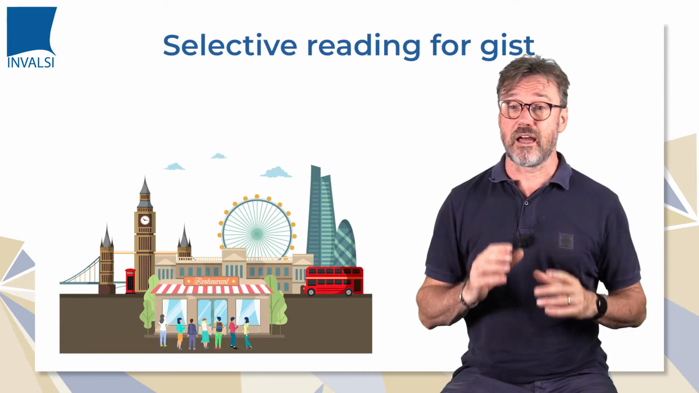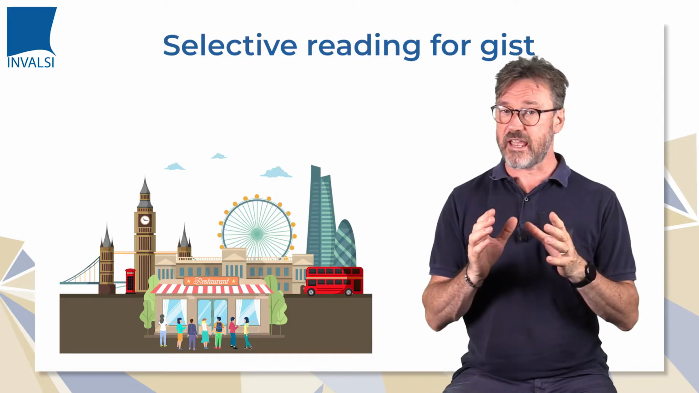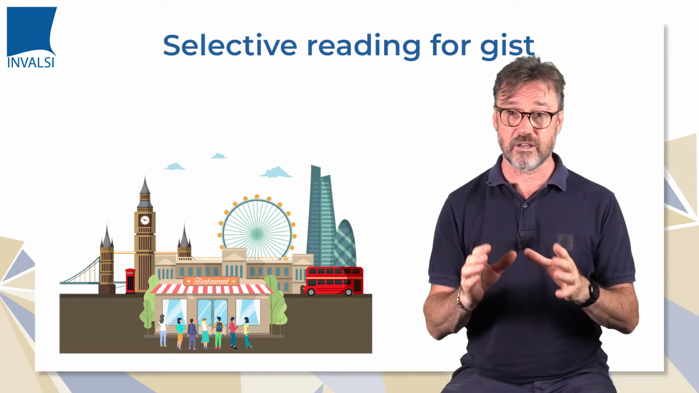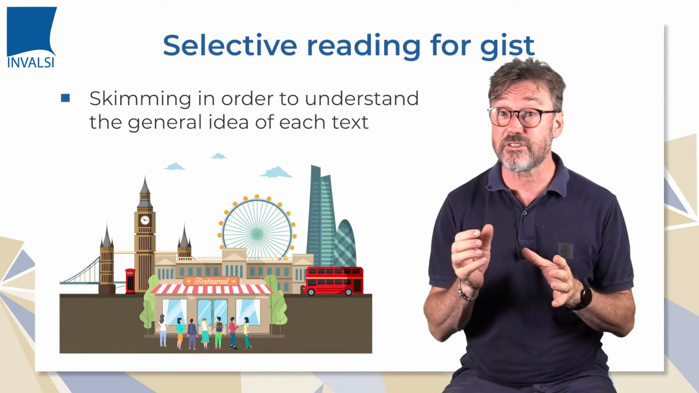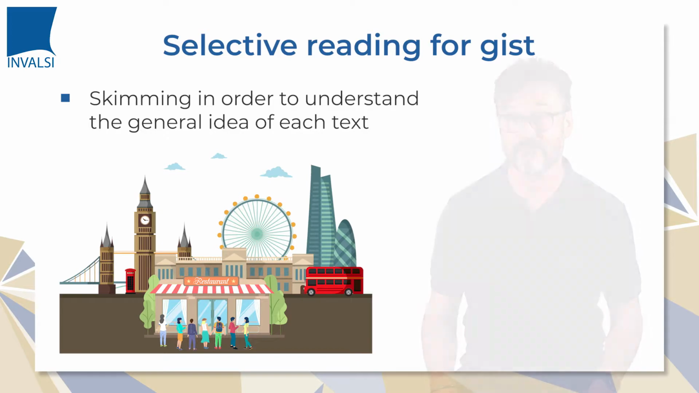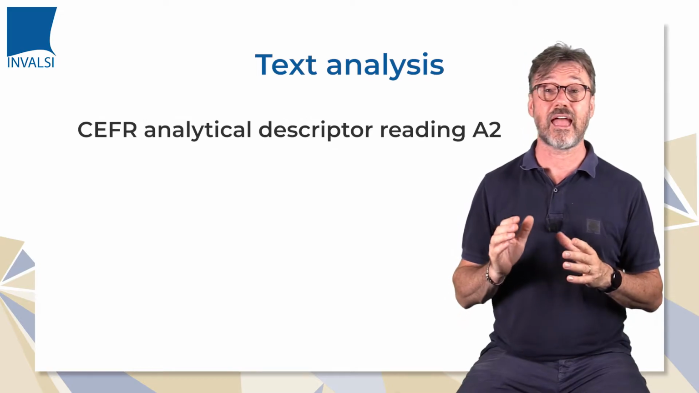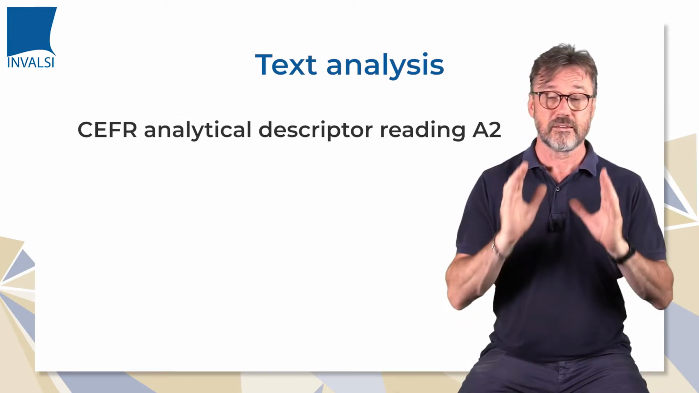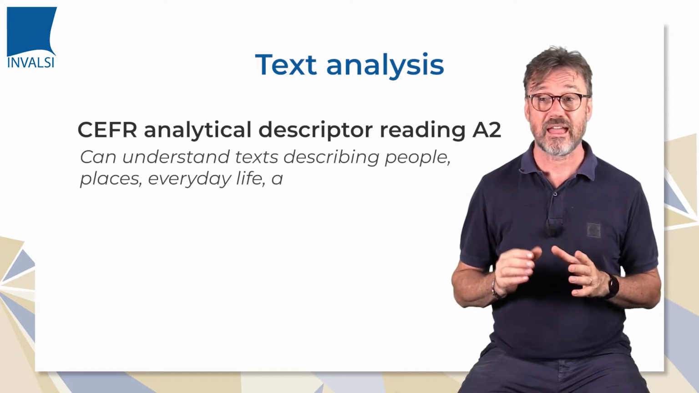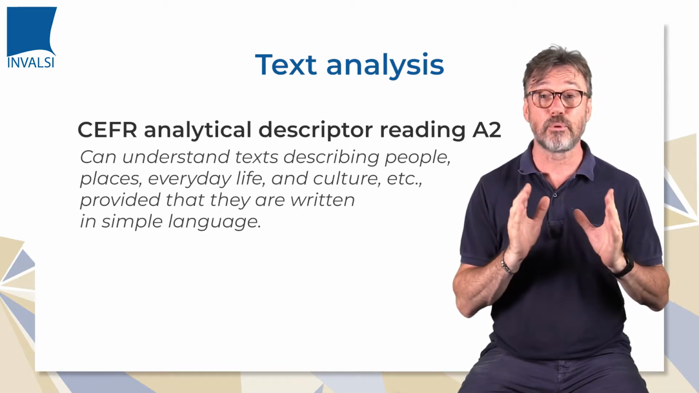We're now going to analyze a text about some restaurants in London. The features of the text focus on selective reading as reading behavior, or in other words, skimming in order to understand the gist, or namely the essence, the core of each short text. This text may be related to this analytical CEFR descriptor. Can understand texts describing people, places, everyday life and culture, provided that they are written in simple language.